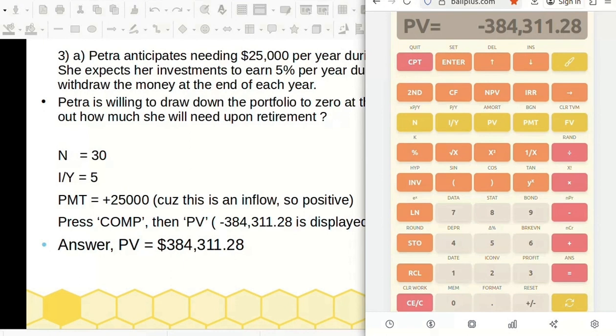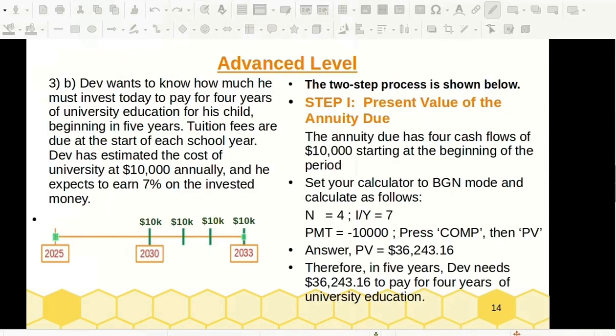Now, let's see a slightly difficult challenge. Dave wants to know how much he must invest today to pay for 4 years of university education for his child, beginning in 5 years. Tuition fees are due at the start of each school year, and he has estimated the cost of the university fee at $10,000 annually, and he expects to earn 7% on the invested money. Now, this problem involves 2 steps.